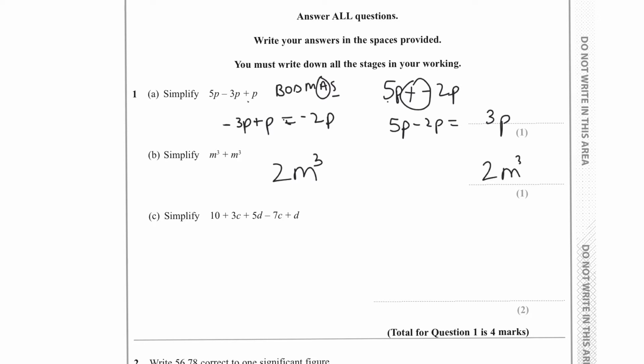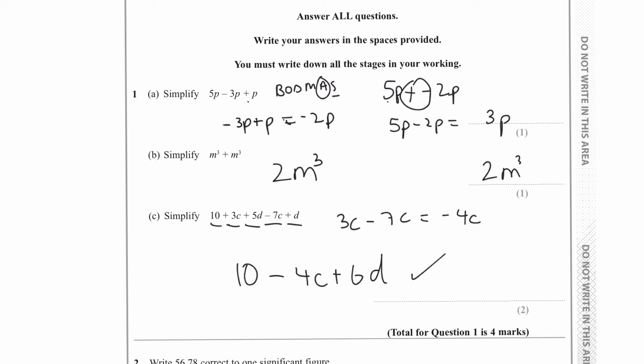Then again, another simplify, collect like terms. So there's only one number on its own, which is 10. So 10 is just going to be there. If we look at the c's, we've got plus 3c minus 7c, which would leave an answer of negative 4c. And then you've got plus 5d plus d, so that would be 6d. And that's your final answer. You cannot simplify that any further because they're all different terms. Remember, simplifying is just collecting terms that are alike.